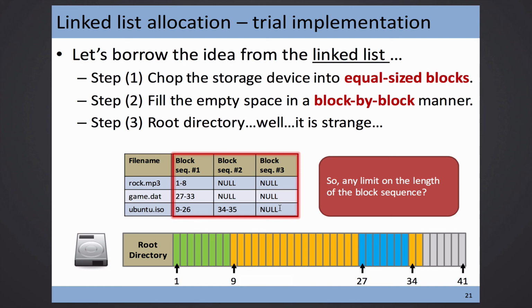And how about the latest Ubuntu.ISO? I break it in 2 parts. The first linked list is from address number 9 to address number 26. And then the second piece is 34 to 35. Do you like this allocation? Or can you find any limitation? Any limitation? I don't talk about performance, okay? Let's forget about performance. Any limitation if I implement a file system like this?